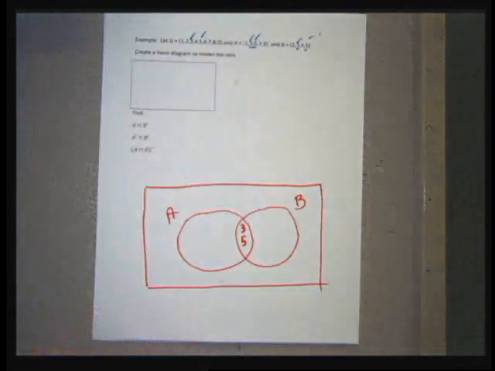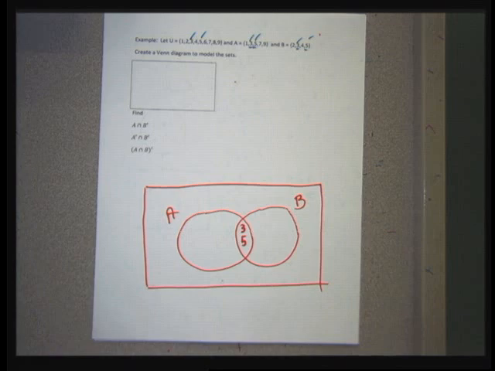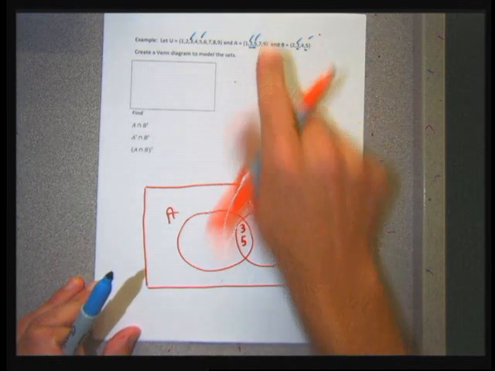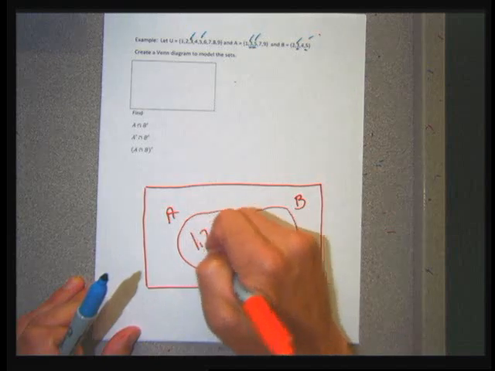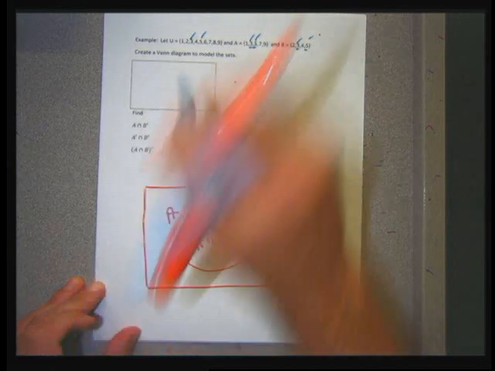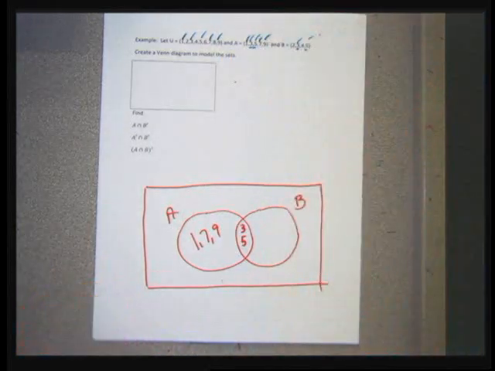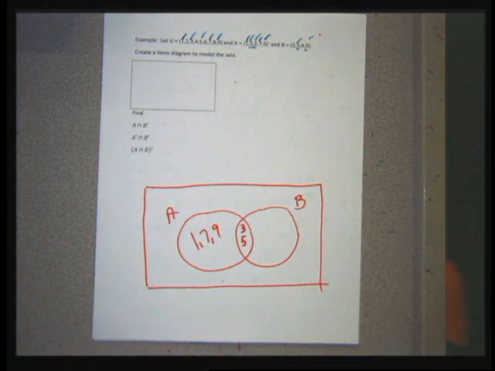Now I want to fill up the rest of the A and the rest of the B circle. A needs to also have the numbers 1, 7, and 9. It has to be in the A circle but not in the overlapping part, so it's going to go there. So I've placed 1, 7, and 9. Hopefully you pause this and you try to fill in the circles yourself. And if I'm going too fast, stop it, try to work ahead, and then fill in.